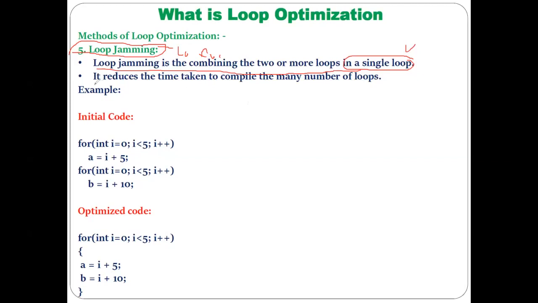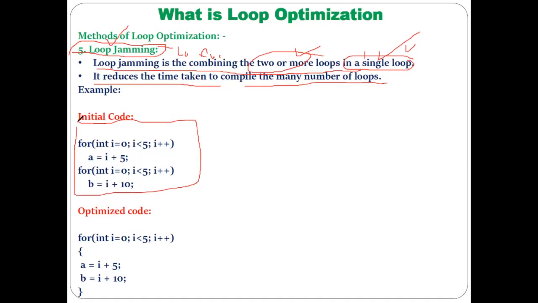Okay. So because of that, what happened? It reduced the time taken to compile many loops. The time required to compile two loops compared with one loop is more; definitely the single loop will require less time. Understood. So that is the reason loop jamming can be utilized by the compiler. Okay. Now consider the code here. This is the code before the loop jamming optimization. In this code, you can see for int i equal to 0, i less than 5, i plus plus, a equal to i plus 1, i plus 5. For int i equal to 0, i less than 5, i plus plus, b equal to i plus 10.